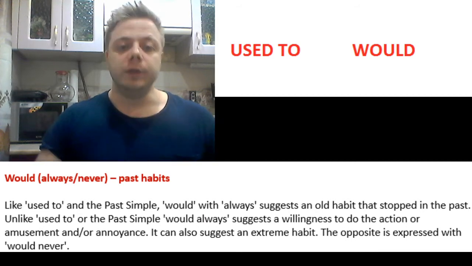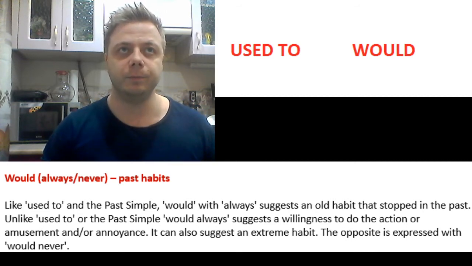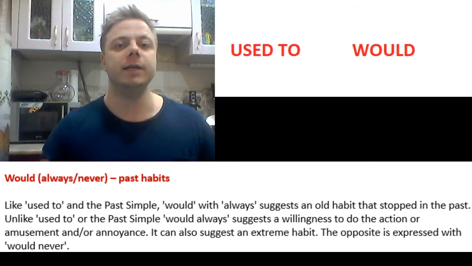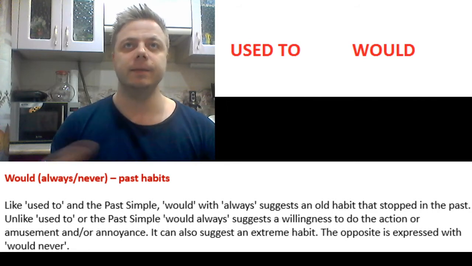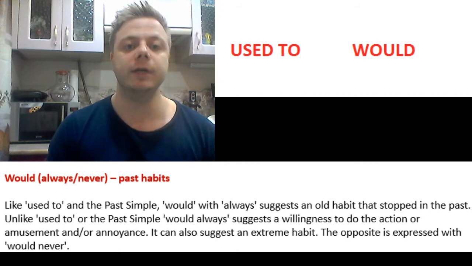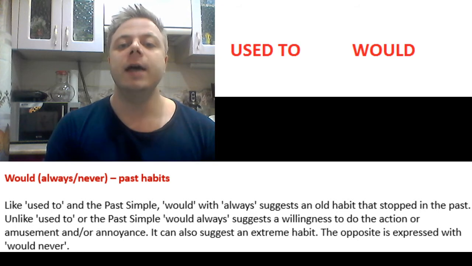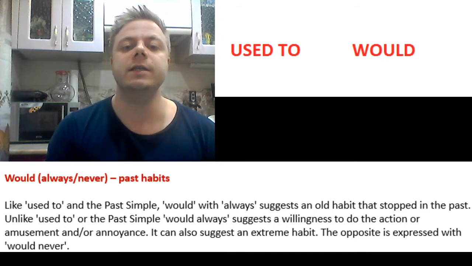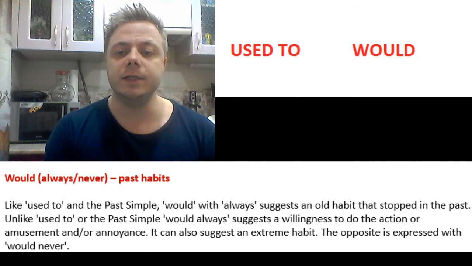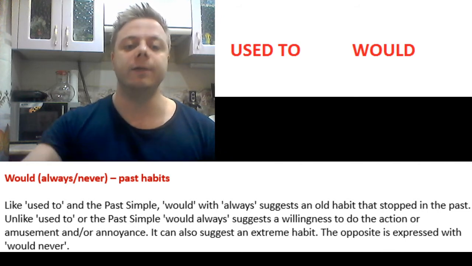Now, when do we use "would"? So, "would" is used like "used to," but only for repetitive actions, actions that happen again and again in the past. For example, like "used to" and the past simple, "would" suggests an old habit that stopped in the past. Unlike "used to" or the past simple, "would" can also suggest a willingness to do the action, or amusement or annoyance. It can also suggest an extreme habit. The opposite of this is expressed with "would never." Okay, let's get to the examples of it.